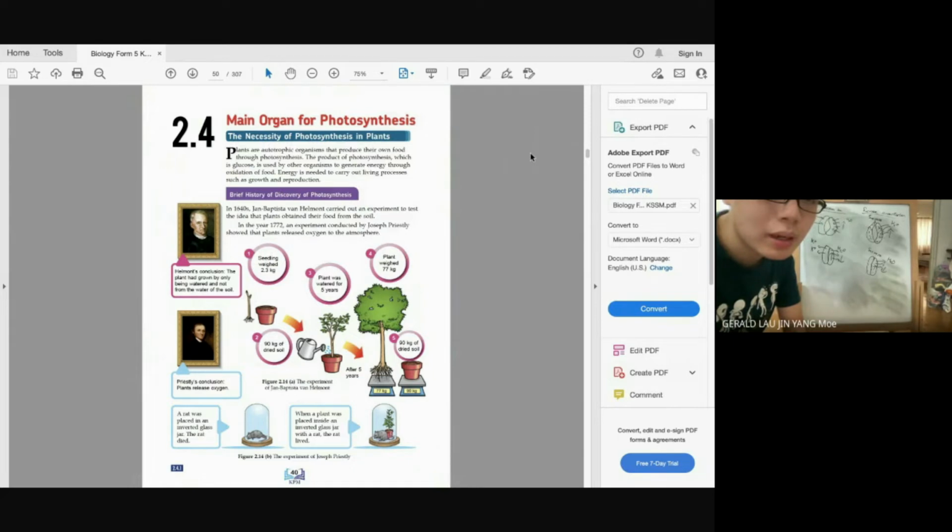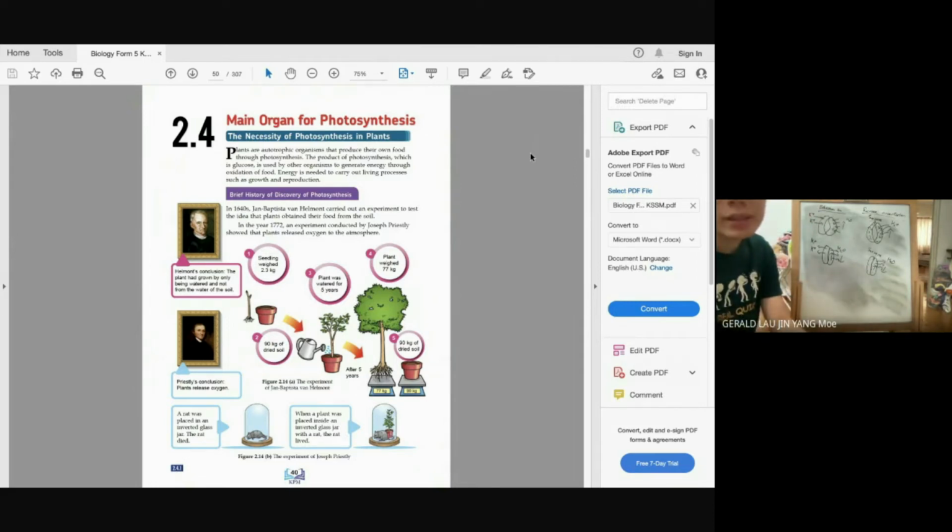Basically, it is Jan Baptista van Helmont. What he did was he weighed the seedling, 2.3 kg, and 90 kg of dry soil. The plant was watered for 5 years, and then later on he weighed it. He found that the plant weighed 77 kg. So his conclusion is the plant had grown by only being watered and not from the soil.